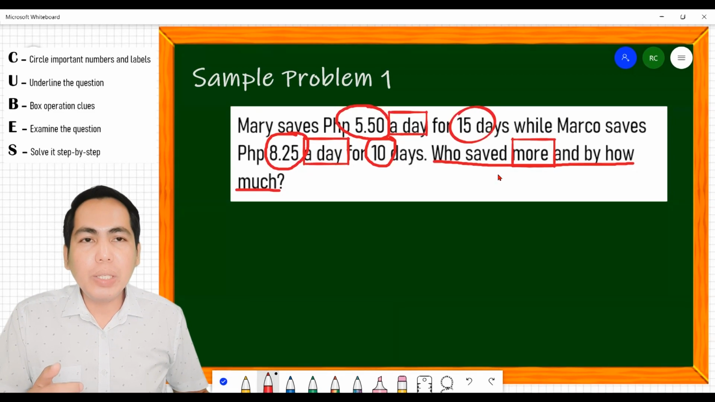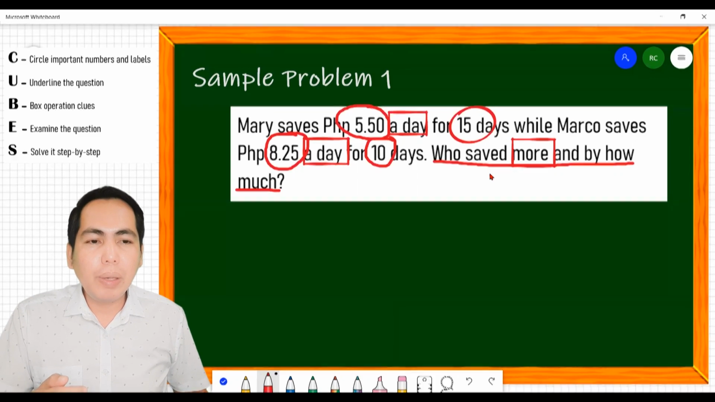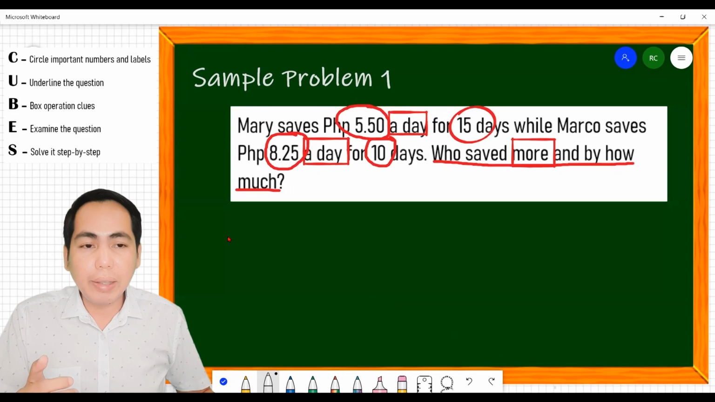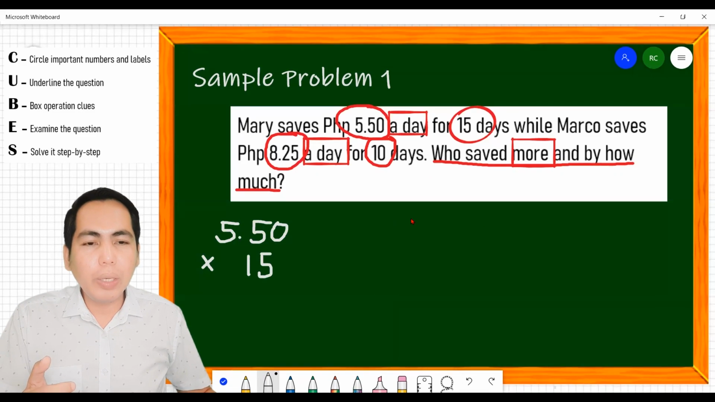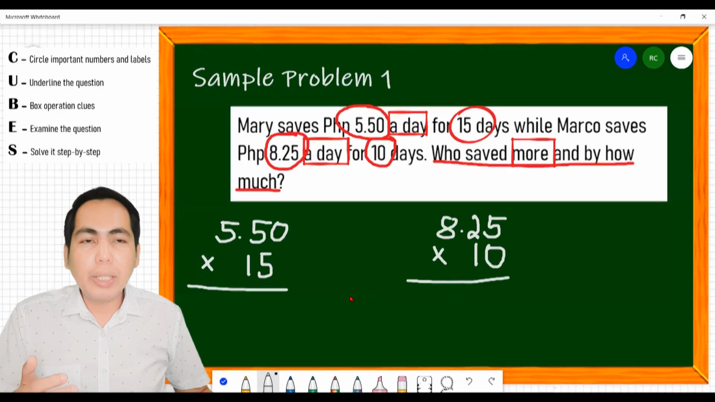Next letter is E, which stands for examine the question. So in this part, we are going to analyze our problem and find out what we are going to do in order to solve the given problem. For us to solve the given problem, we are going to find out how much each person saved. So we can now write our number sentence. For Mary, we have 5 pesos and 50 centavos times 15, while for Marco, we have 8 pesos and 25 centavos times 10.